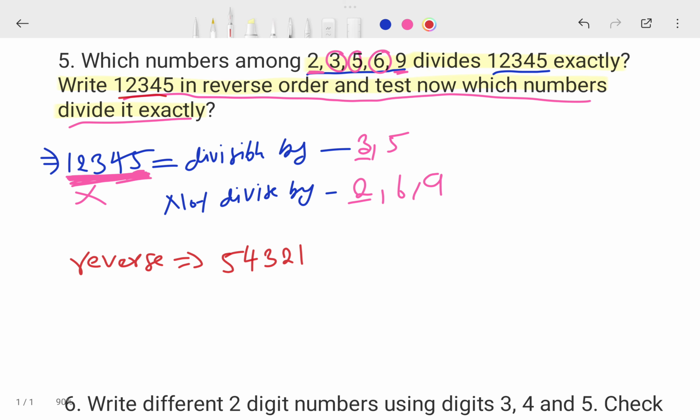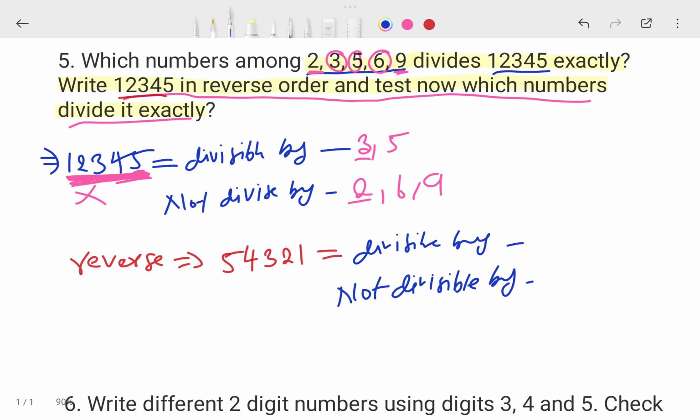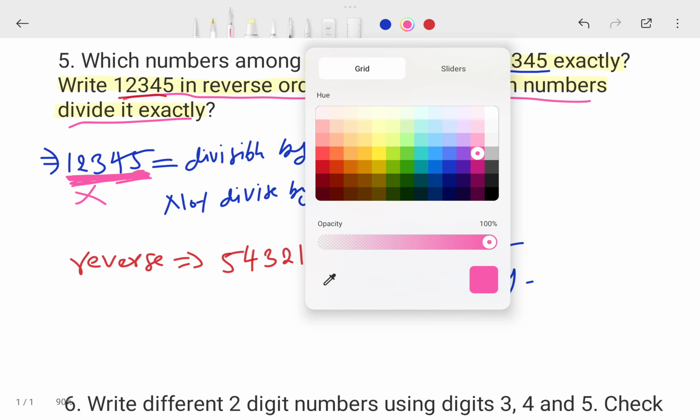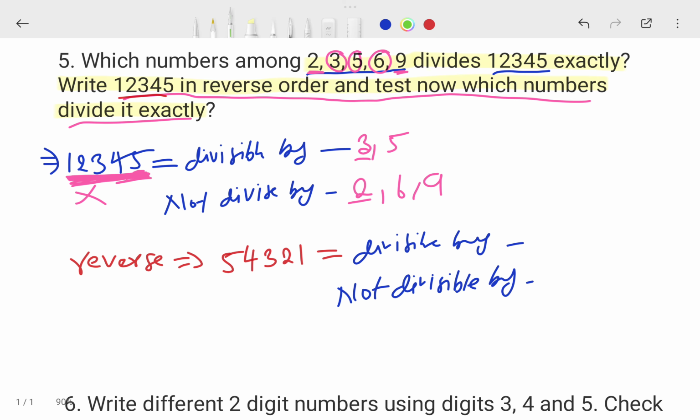Now we have to check whether this is divisible or not. So right here, divisible by and not divisible by. Let's check it out. If you want to check whether this is divisible by 2 or not, the end digit has to be 0, 2, 4, 6, and so on. So it is not divisible by 2.